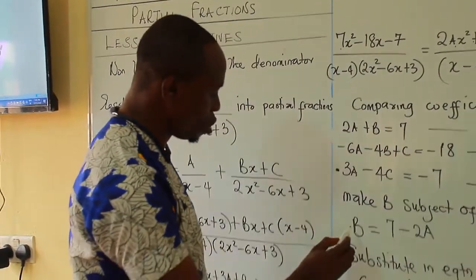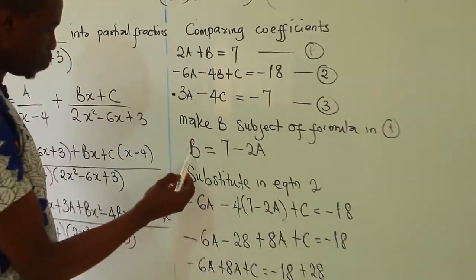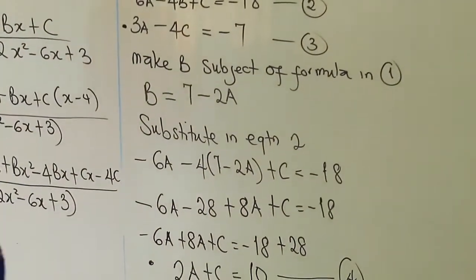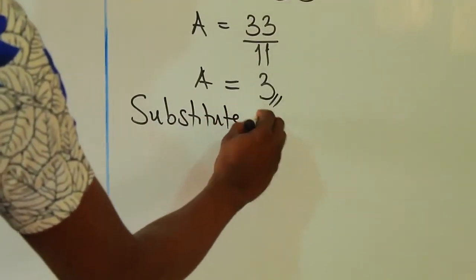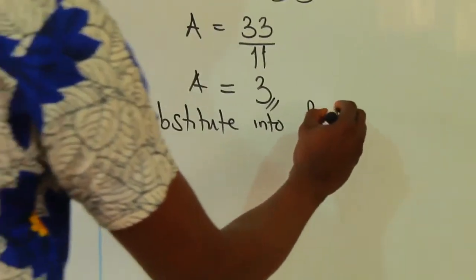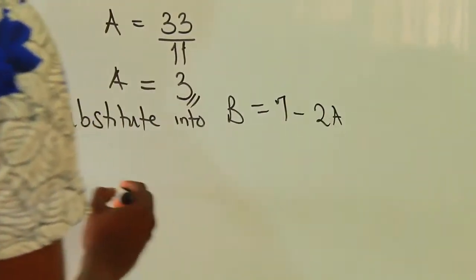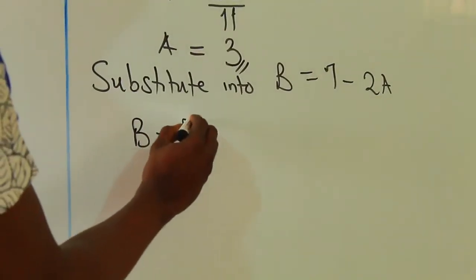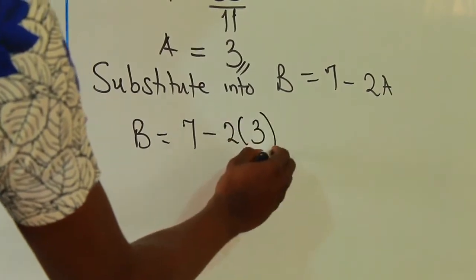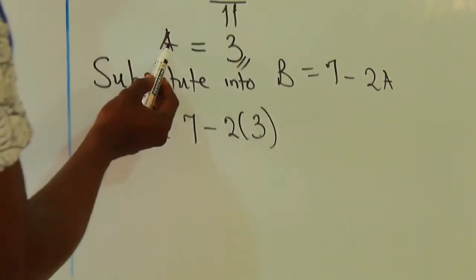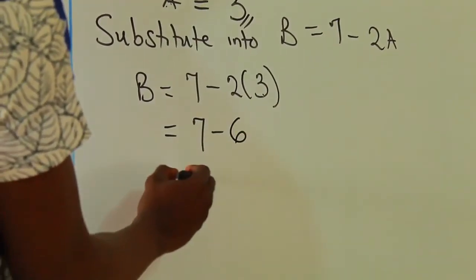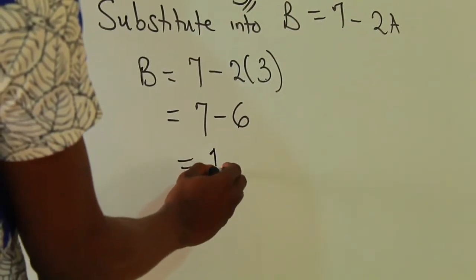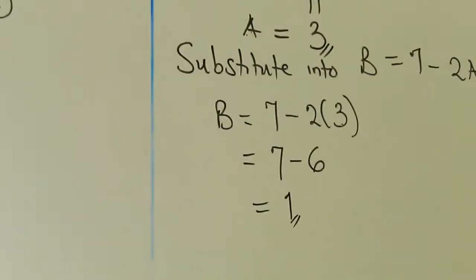From this equation, we said that b was equal to 7 minus 2a. So we substitute into b equal to 7 minus 2a. So b becomes 7 minus 2 times 3, because a is equal to 3. We've substituted a as 3 in the equation. 2 times 3 gives 6, and 7 minus 6 is equal to 1. I've also found the value of b.